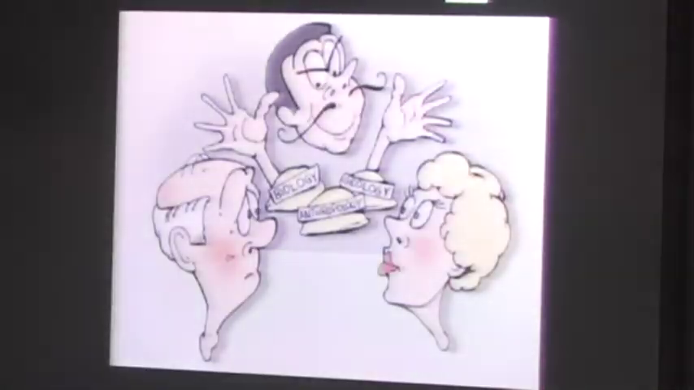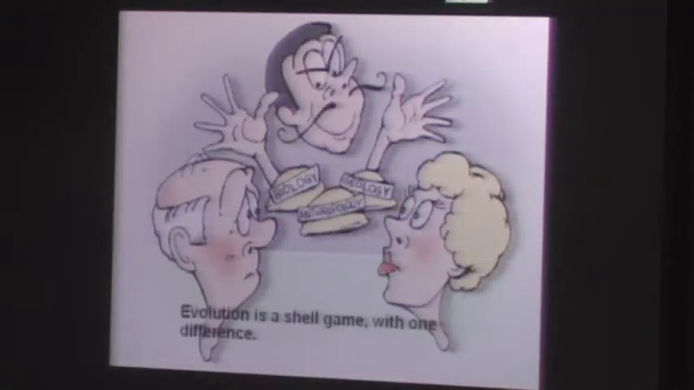Evolution's a shell game. Everybody thinks that somebody else has the evidence. The biologist says, "Oh, we don't have it. The geologist has it." The geologist says, "Oh, we don't have it. The anthropologist has it." It's a shell game with one major difference. You know how they put the pea down there and try to get you confused, you know, which one has the pea? The difference is, there's no pea under any of them. Nobody has the evidence. Nobody.